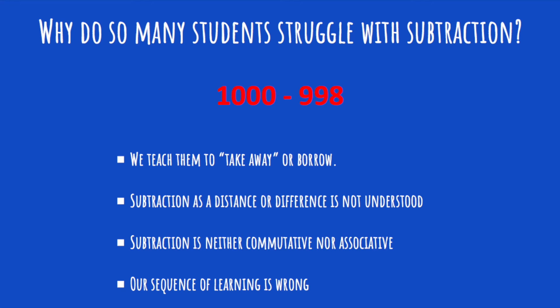And subtraction is neither commutative nor associative. That's true. We were looking at them subtracting from the higher number, no matter if it was on the bottom or at the top, whenever it was a vertical problem. That's an issue with subtraction, that it's not commutative and it's not associative. You can't move them around like we can with addition. And of course, our sequence of learning is wrong. We have to think about place value first.